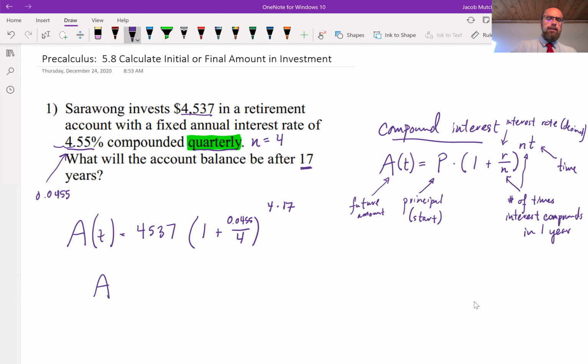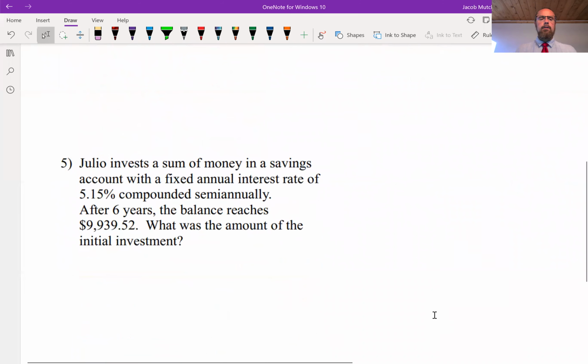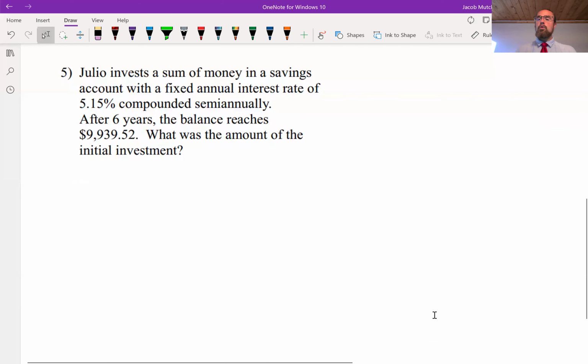So A of 17 really has the approximate value of $9,790.38. So in this example, we had information that allowed us to calculate a future value of the account. We want to take a look at an example that switches it around and asks instead for what was the principal, what was the initial investment.